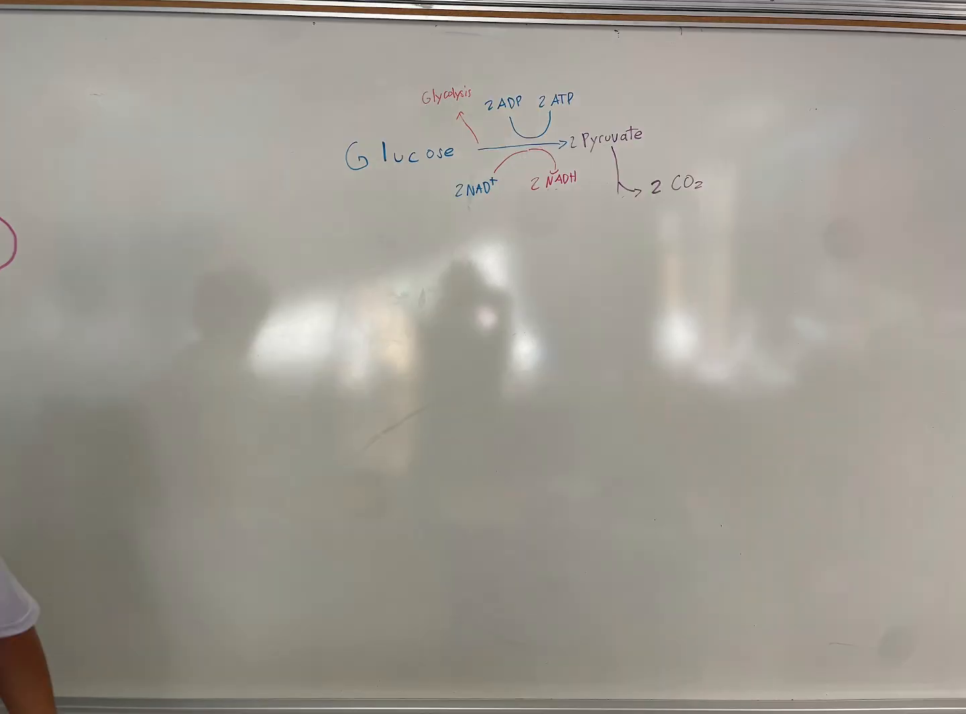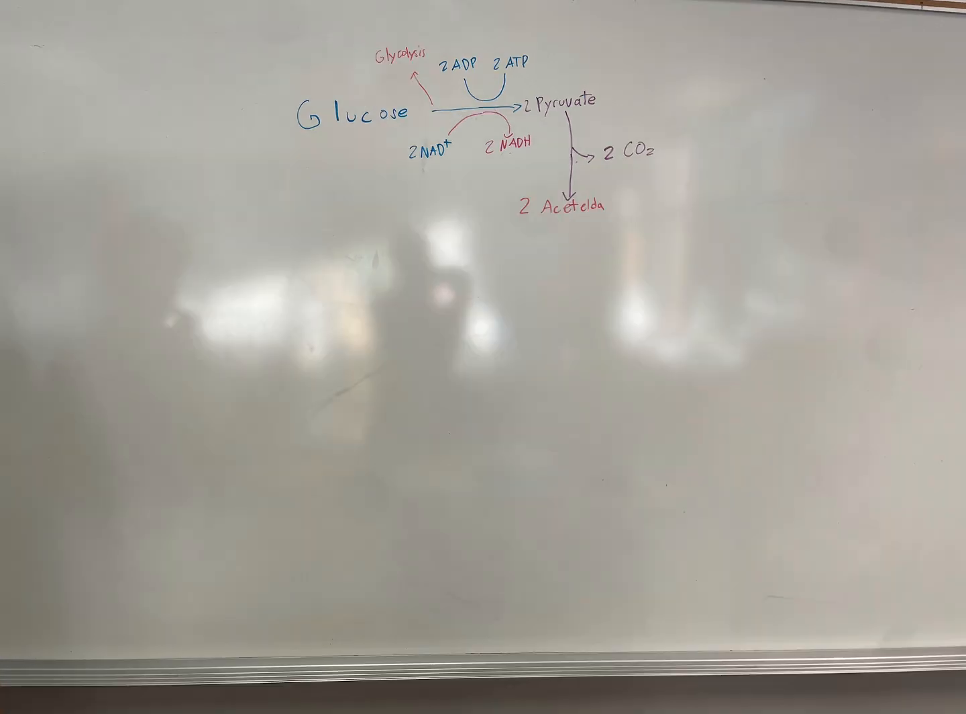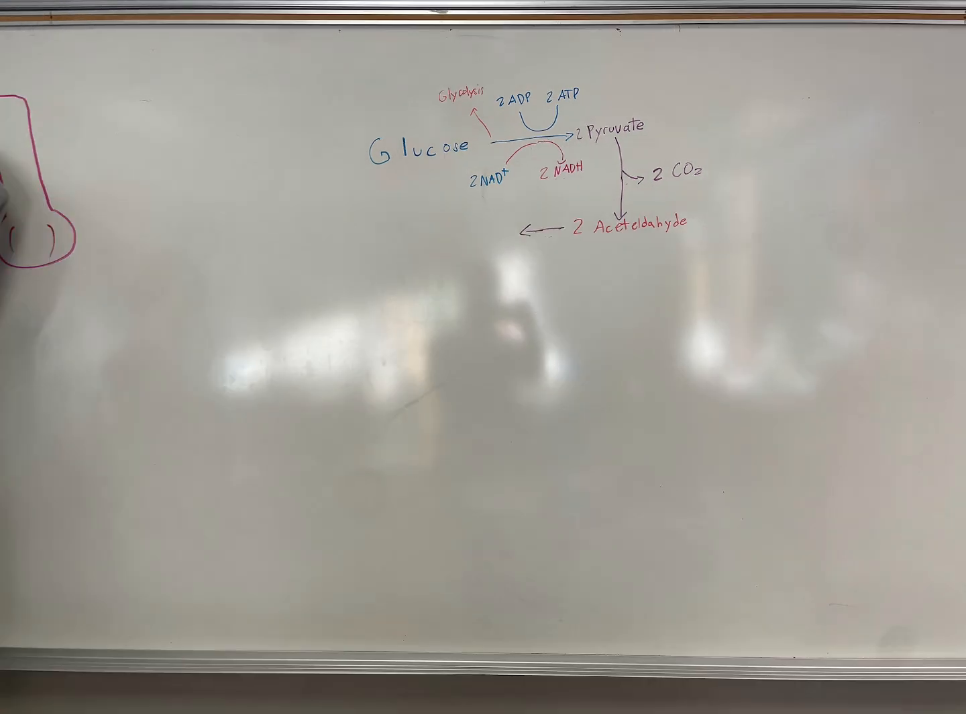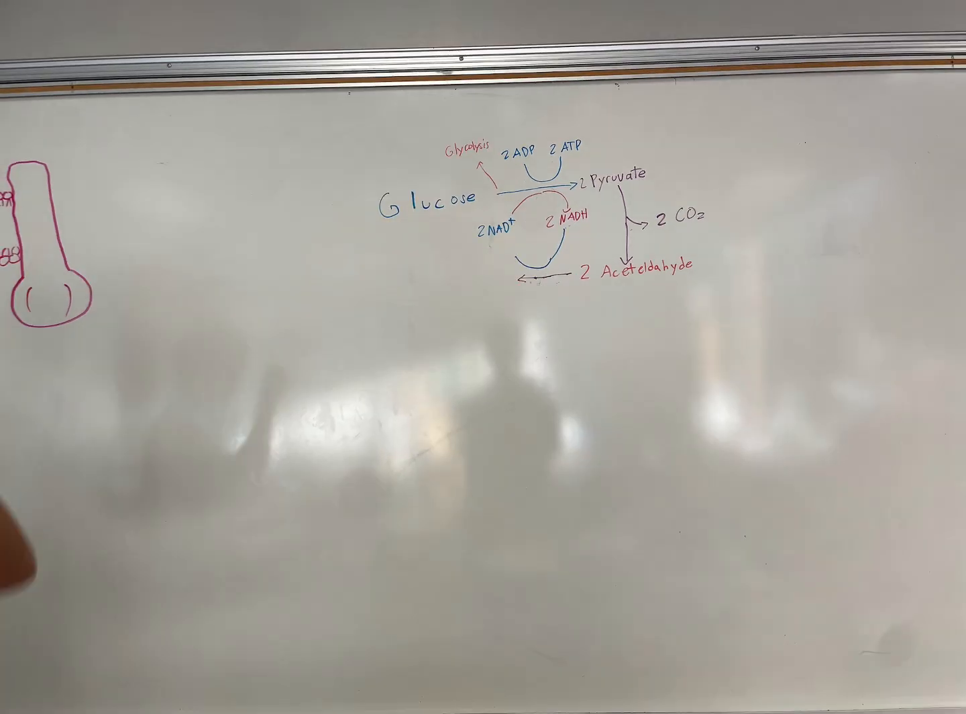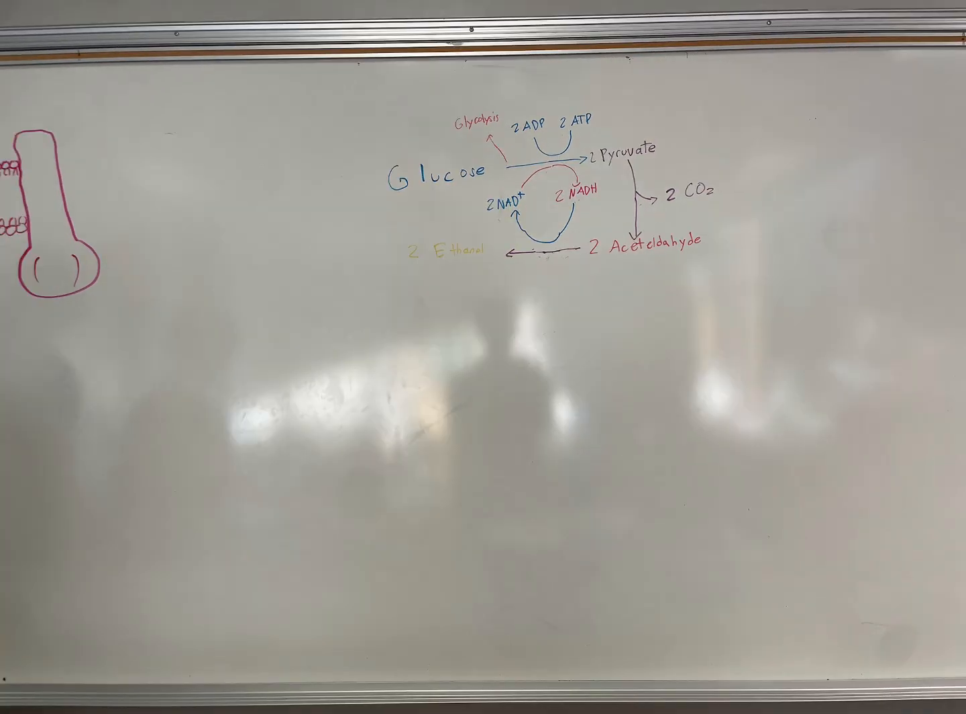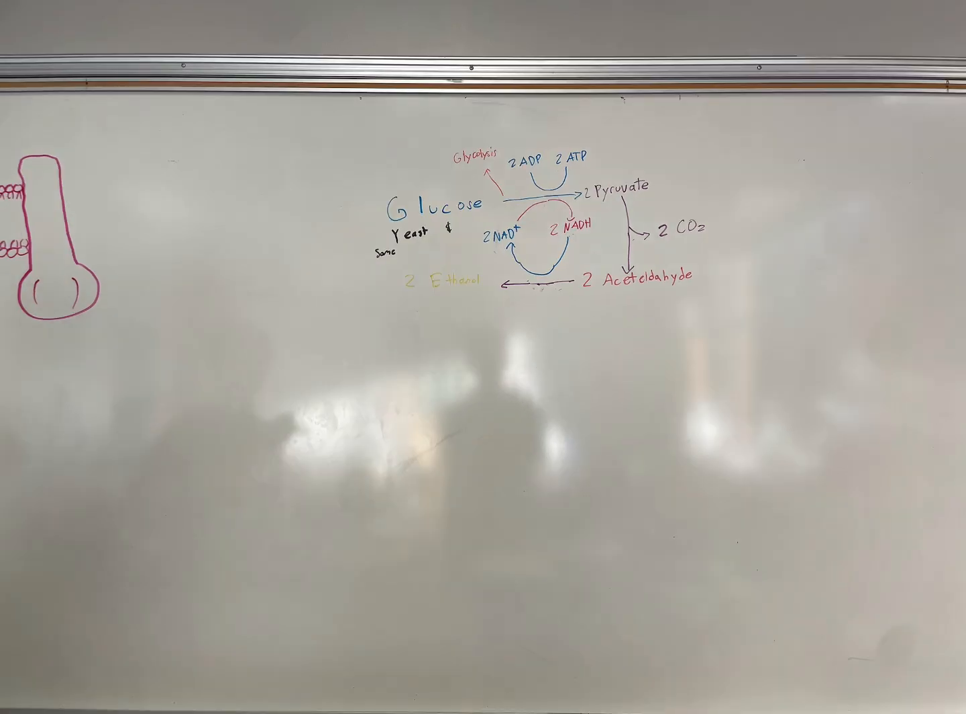Now, the second kind of fermentation happens when the pyruvate drops off 2 carbons and turns into acetaldehyde, which then gets the electrons dropped off back to it and becomes ethanol. This is called alcoholic fermentation, and it happens in yeast and some bacteria solely.